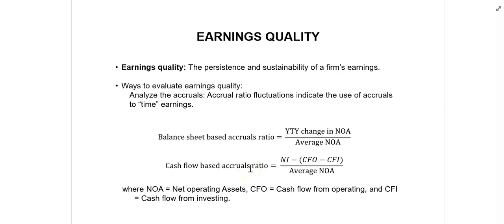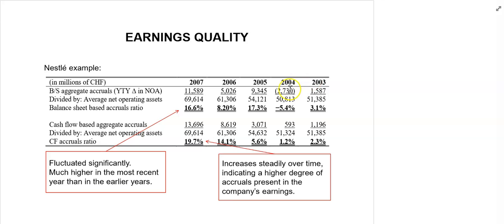The cash flow based accrual ratio is calculated as net income minus the sum of cash flow from operating activities and cash flow from investing activities, divided by the average net operating assets. Both these ratios for Nestlé have been calculated from year 2003 to year 2007. The balance sheet based accrual ratio is volatile, however, it shows an increasing trend overall. On the other hand, the cash flow accrual ratio shows a steady increase over the period of time. Now, the pattern of changes and increases in the cash flow accrual ratio is not consistent with that of the balance sheet based accrual ratio. This is suggesting that the company is trying to time its earnings.